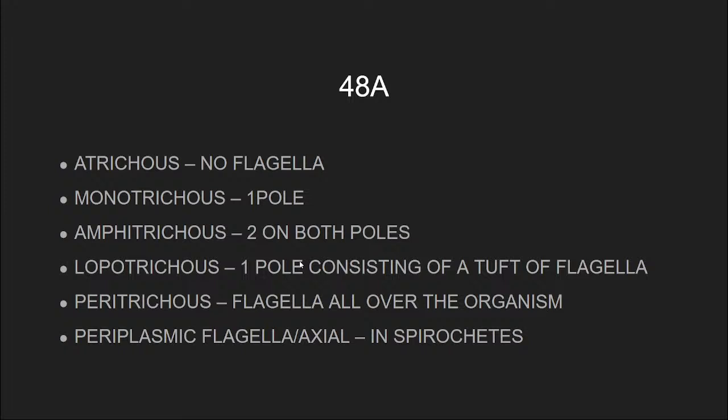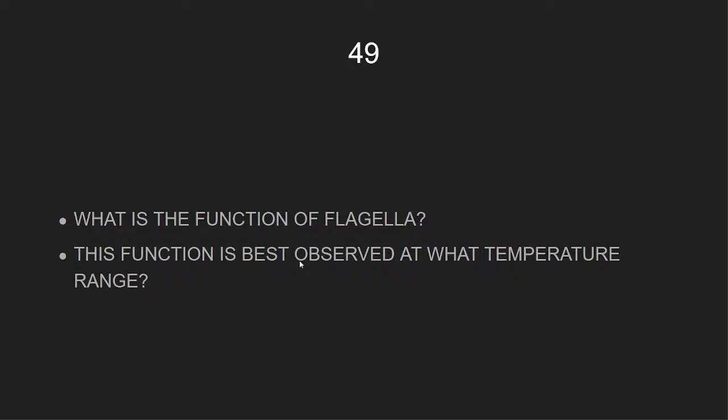One side, but many flagella come out, like a tuft or pom-poms. Okay? Peritrichous is all over the organism, or the perimeter of the organism, and then periplasmic flagella, or periaxial or axial filaments, which is the one that you see in spirochetes. Okay? Now, what is the function of flagella?